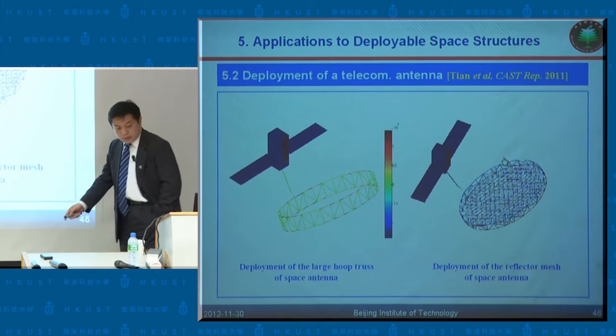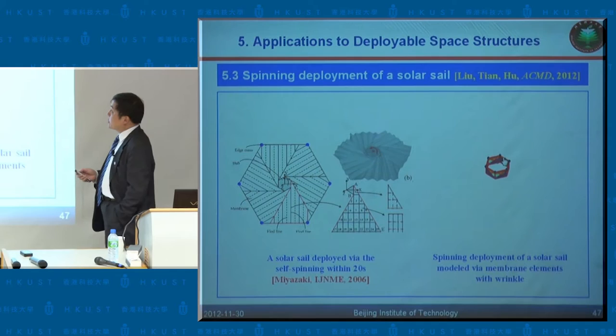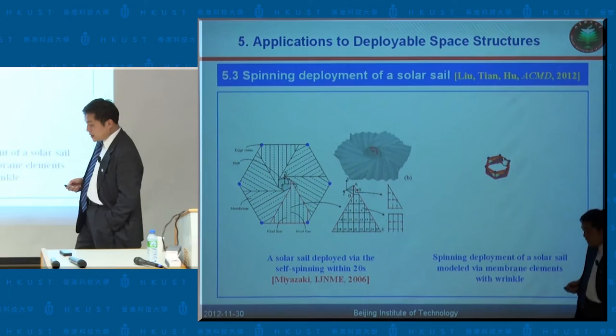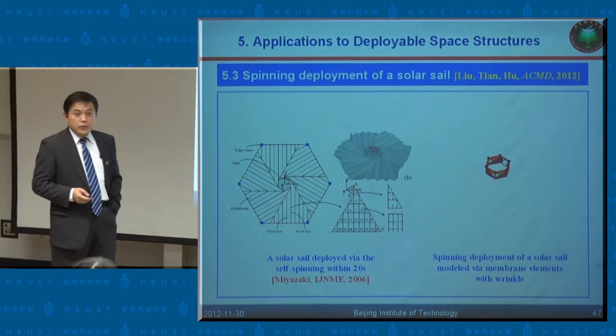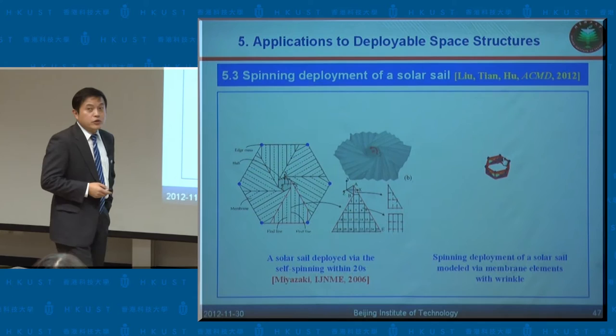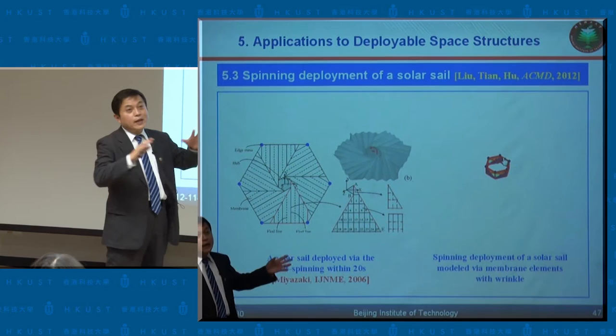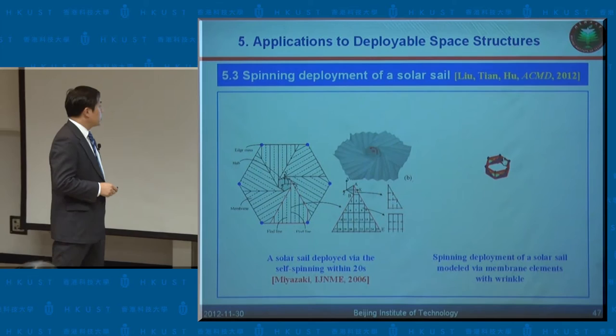The third example is also very challenging, the spinning deployment of a solar cell. Some people know that last year, Japanese people launched a space detector. This detector used a very advanced structure to get the energy from the sunlight, so the structure should be very large, but very thin, with very light weight. And so the structure used membranes.